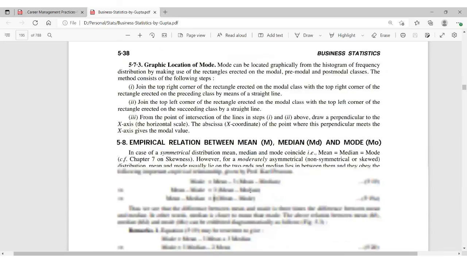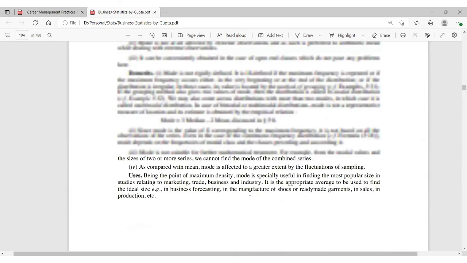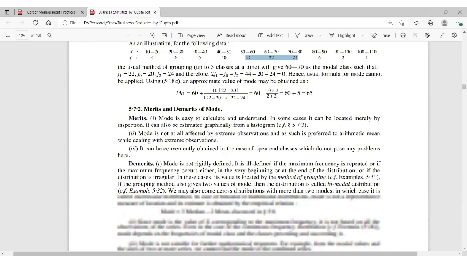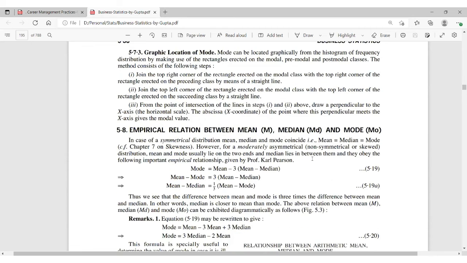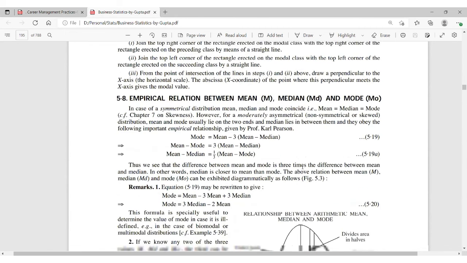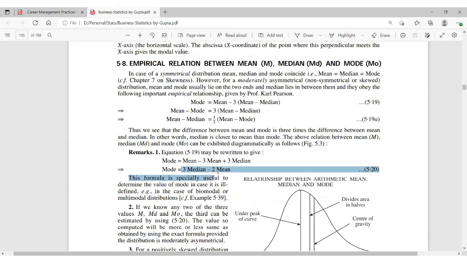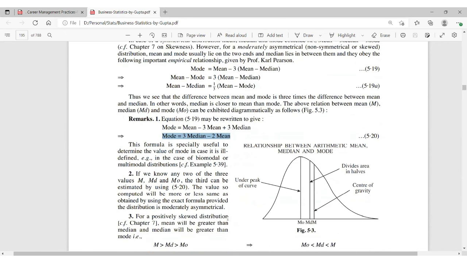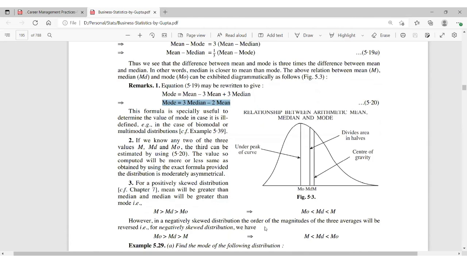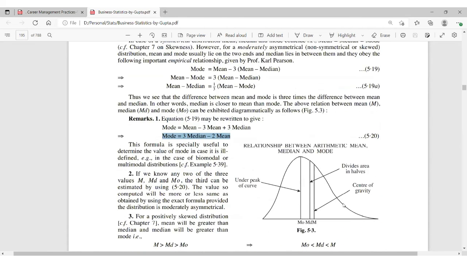See, the empirical relationship between mean, median, mode. If mode is ill-defined, we find it with this formula: Mode is 3 median minus 2 mean. Note down this formula. Mode is 3 median minus 2 mean. 3 median means 3 times the median, minus 2 times the mean. Right, this is the mode.